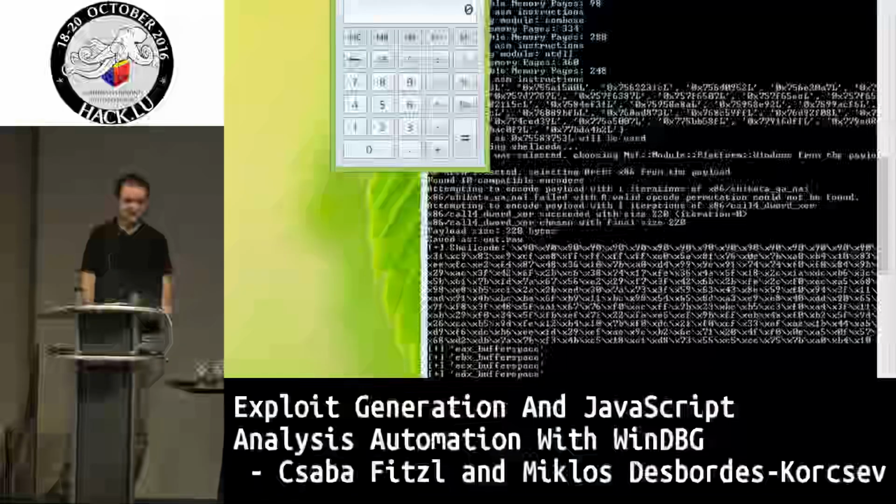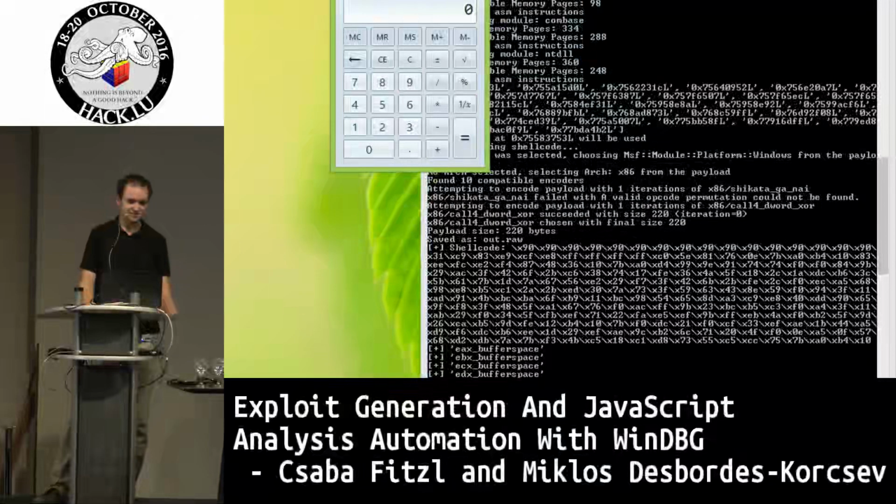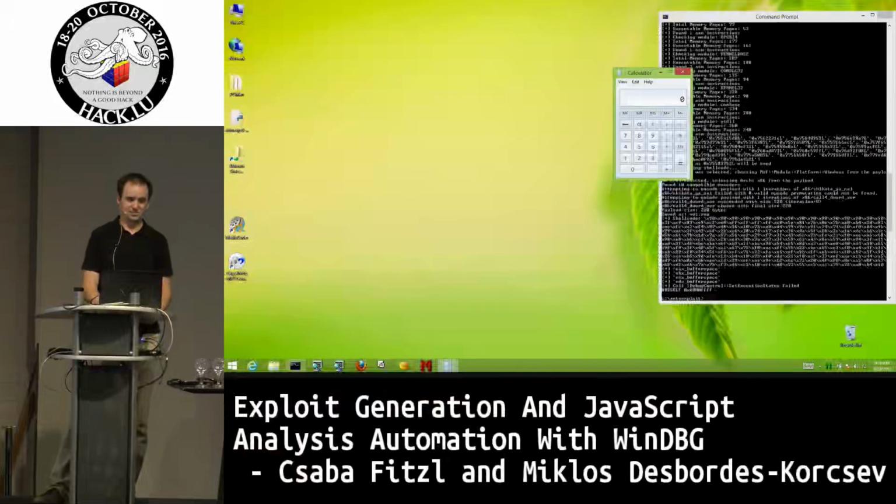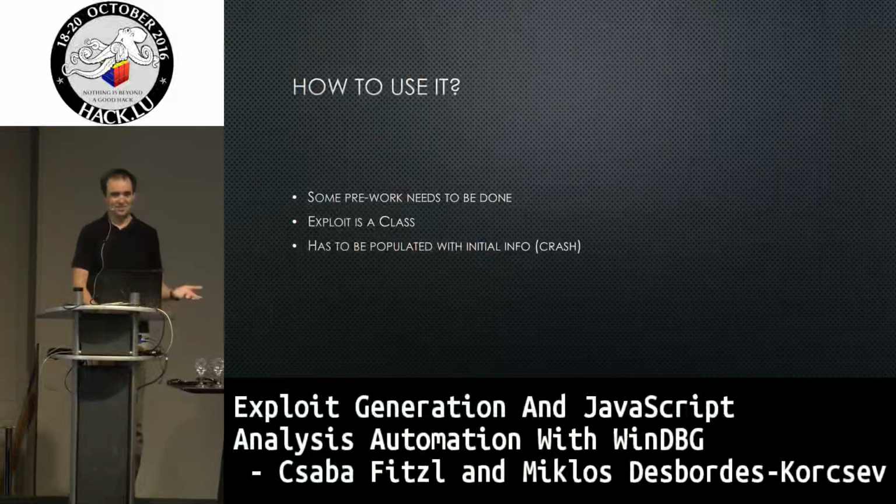And basically, at the end, it successfully crashed the application and can launch Cog. And the only thing I gave to the application initially was the crash information. So how do we use this?